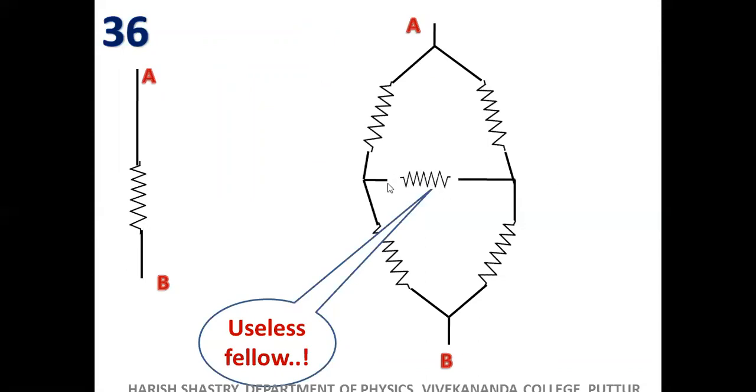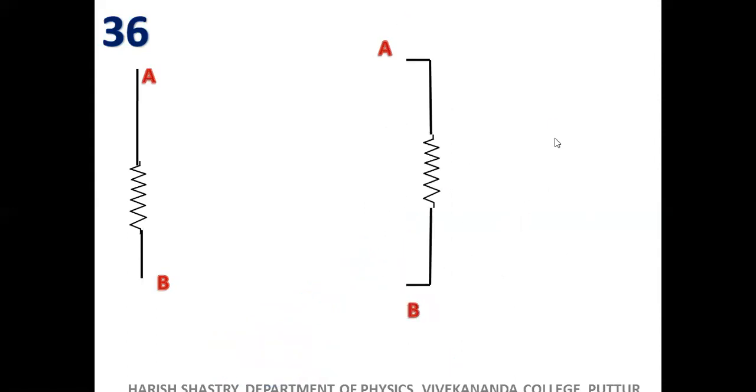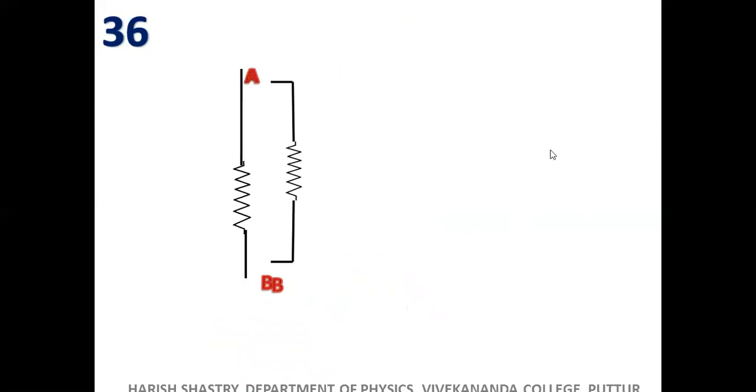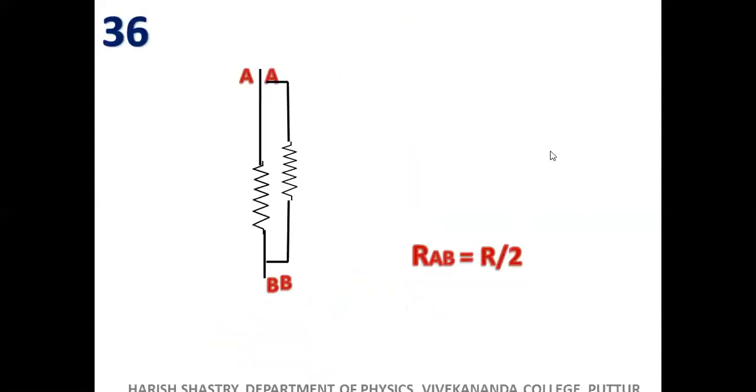This is useless. No current flows through this if you connect a battery across A and B, because it is a balanced one. R by R is equal to R by R. Now this equivalent is R. Connect that R across this one. Then they join together to become R by 2. Very simple circuit. Okay, shall we move on?